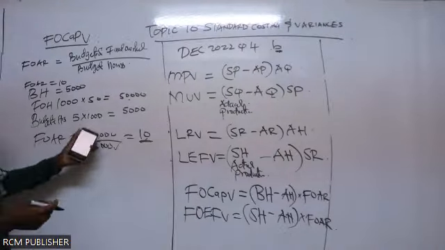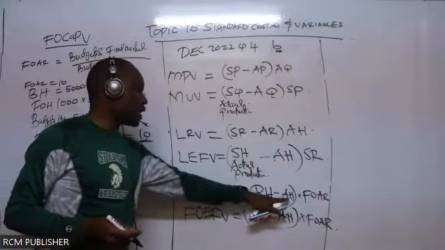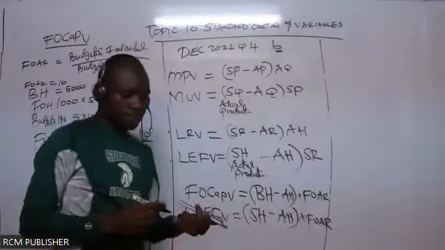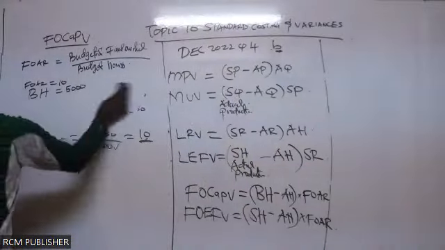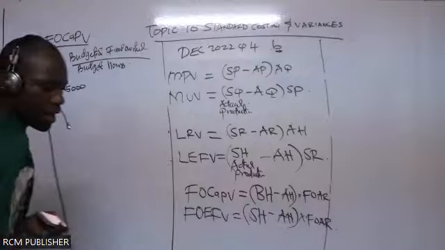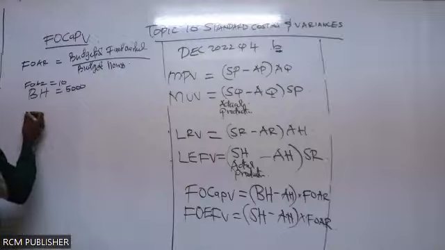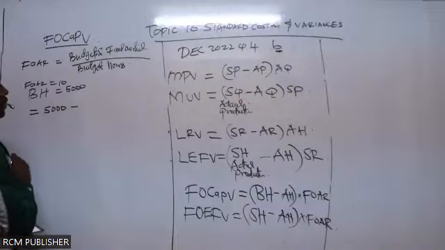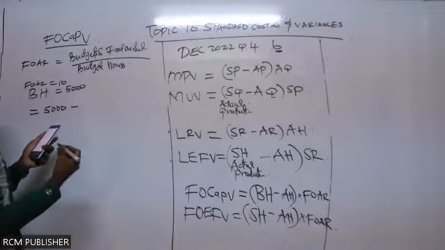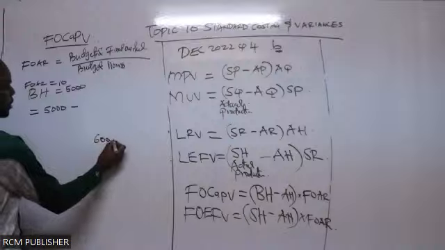So our formula here: fixed overhead capacity variance is budgeted hours minus actual hours, then we multiply by the fixed overhead absorption rate. So let's have it here. The budgeted hours is going to be 5,000 less actual hours. So are we able to get actual hours for the fixed overhead? Actual fixed overhead, we have 60,000 shillings.